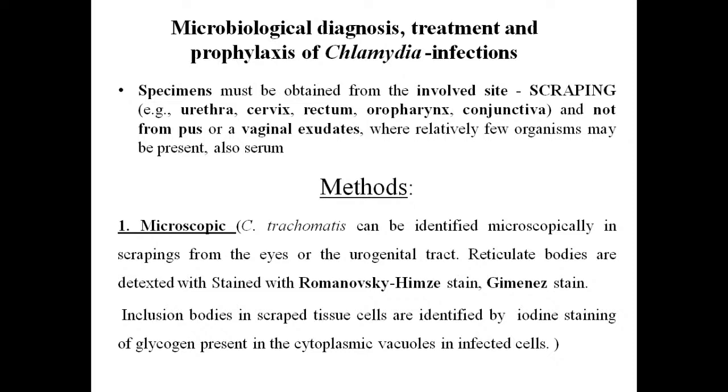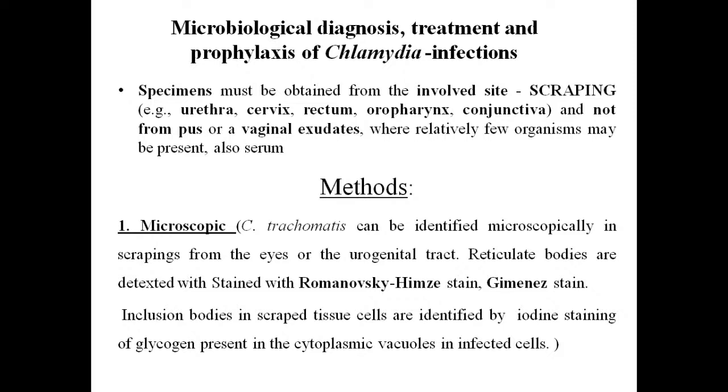Scrapings are taken from the urethra, cervix, rectum, oropharynx, conjunctiva. How is it done? We should touch the urethra, for example, or the conjunctiva, touch a little bit, and take some epithelial cells from there. So we don't take specimens from pus or vaginal exudates, where relatively few organisms may be present. Just some, but it is very difficult to find them. And serum may also be taken for serological tests.